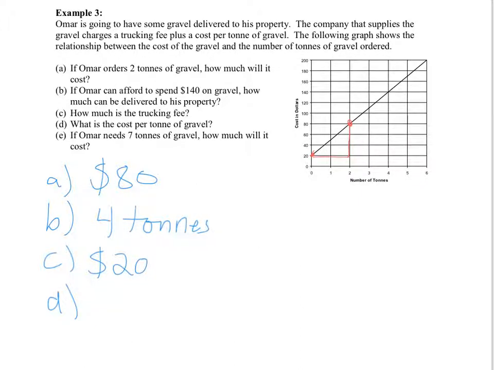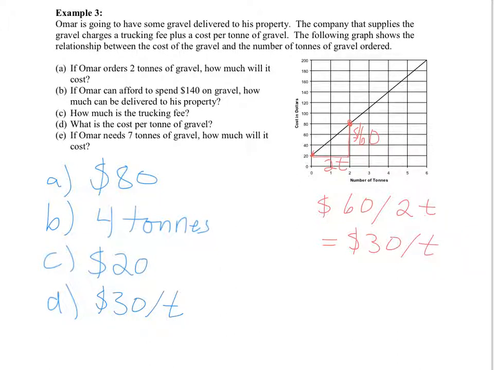If we look at that, the number of tons that we're increasing by is 2, and the number of dollars that we have to pay goes from 20 to 80. So that's a difference. 80 minus 20 is 60. So again, that's $60 and 2 tons. So if we said $60 divided by 2 tons, that gives us $30 per ton. And our question was, what is the cost per ton of gravel? It's $30 per ton.